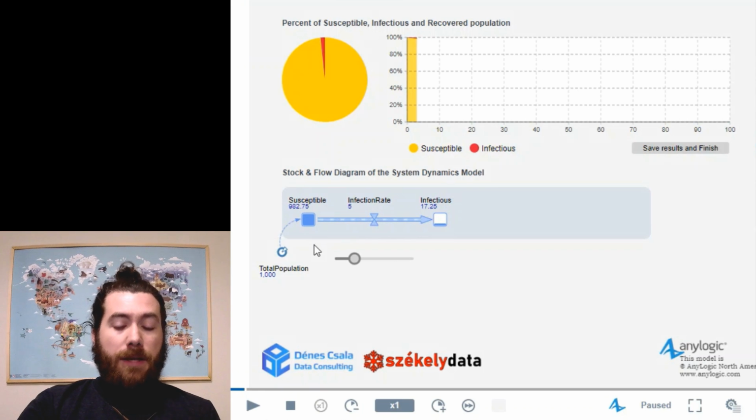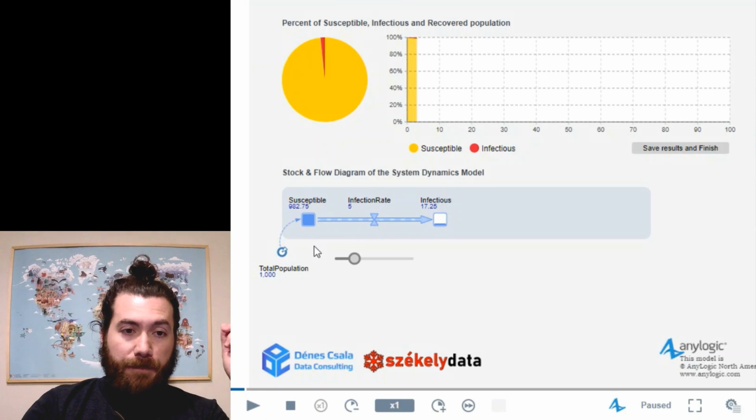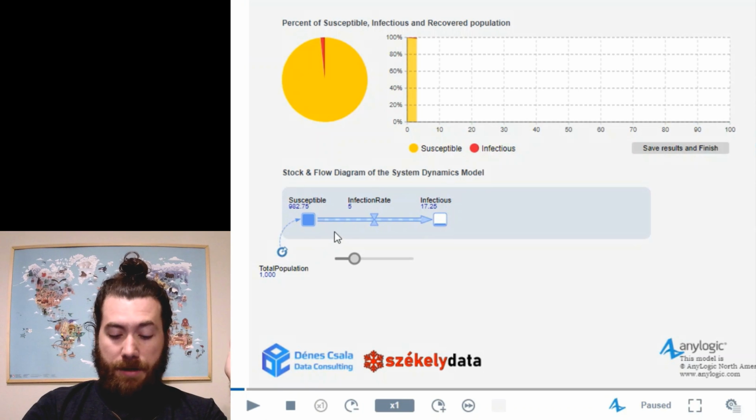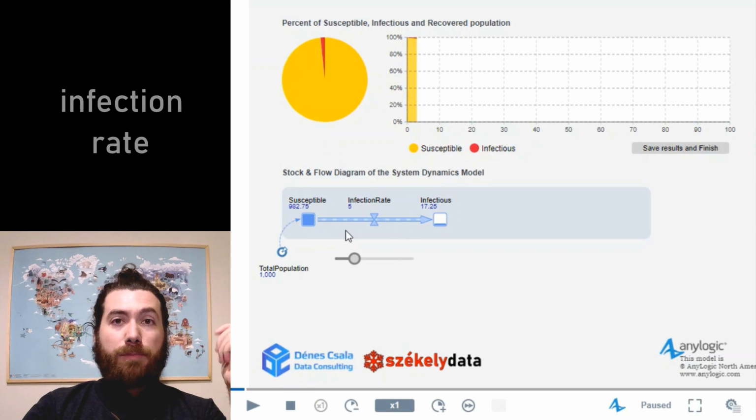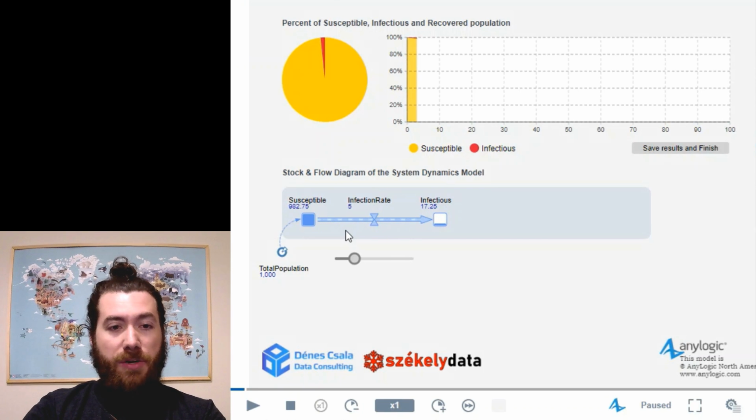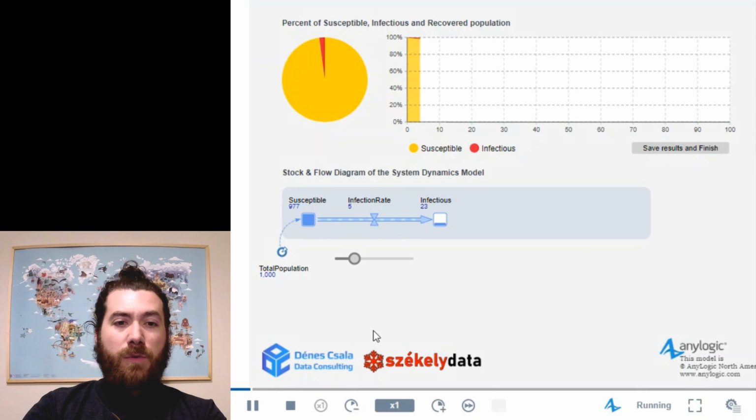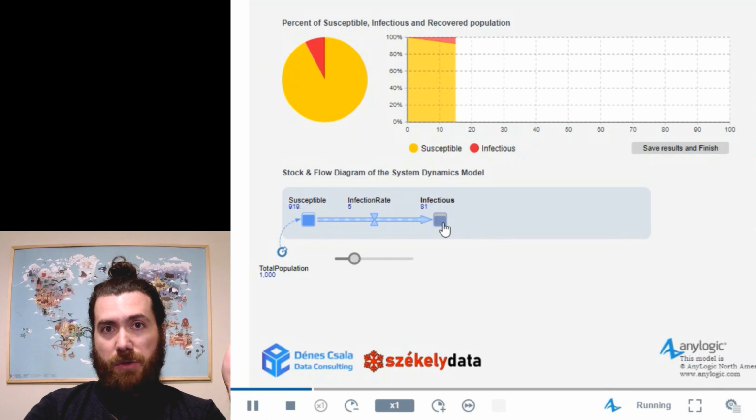And then let's say that our infection rate is 5 people per time unit. Let's say that our time unit is a day, and our simulation runs for 100 days. That's what we depicted up here in the graph. If I keep running the simulation, it means that every time unit, I have 5 more people moving from the susceptible stock into the infectious stock.